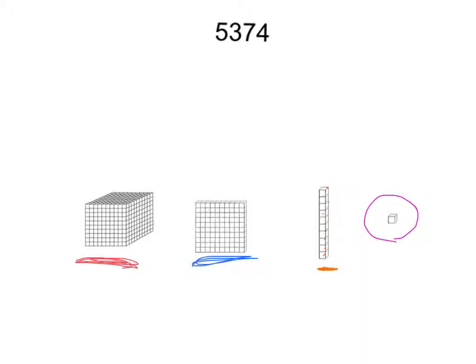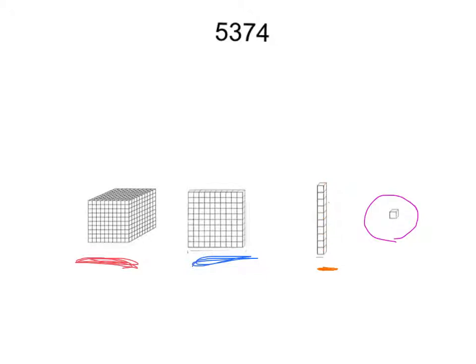Let's take a look at the number on the top of the screen. This number is 5,374. Let's have a think about how we could represent that number with these blocks below.